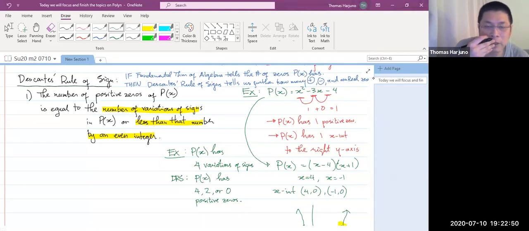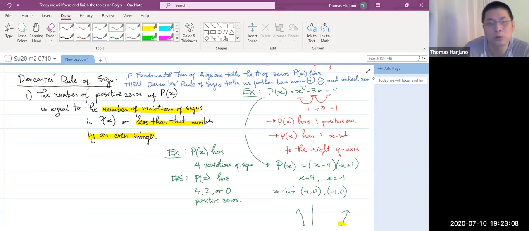Okay, equals to the degree. Now, the thing is, Descartes' rule of signs helps us to dissect that even further. Of those n zeros, how many are on the positive side, and how many are on the negative side?